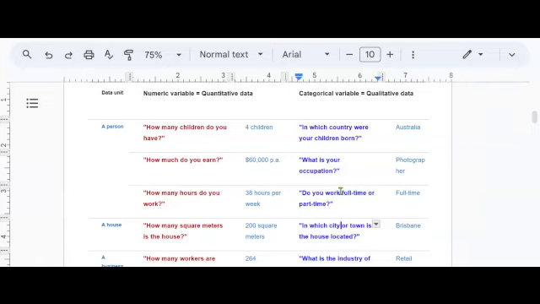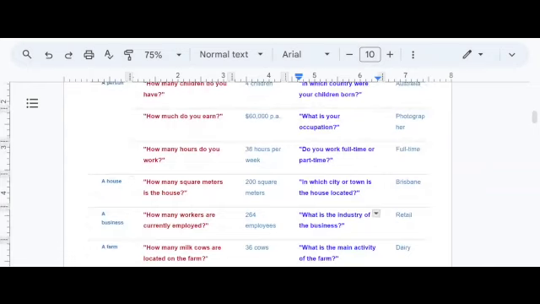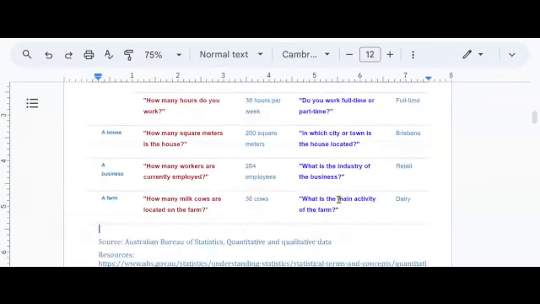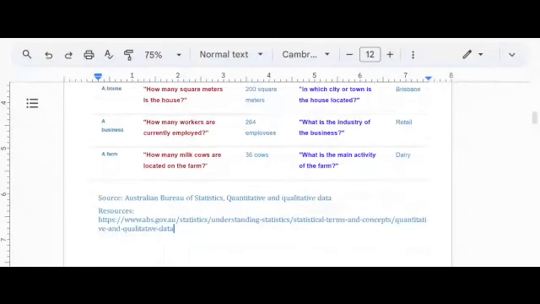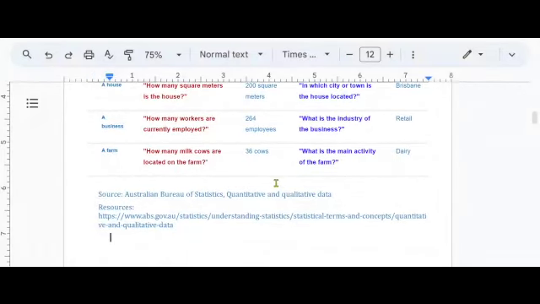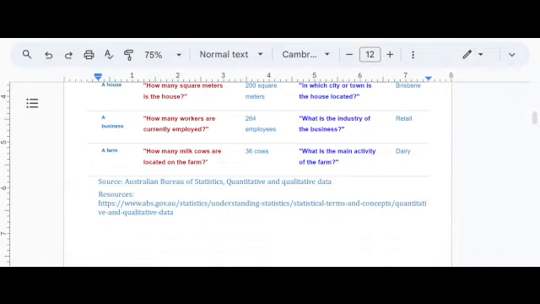And you do the same thing for the house. You can ask about how many meters the house is, and you can ask in which city or town the house is located, and so on. You can look at those examples. They are very nice. I always put the resources where I get this from, so I'm not plagiarizing, I'm not stealing the data. Okay.